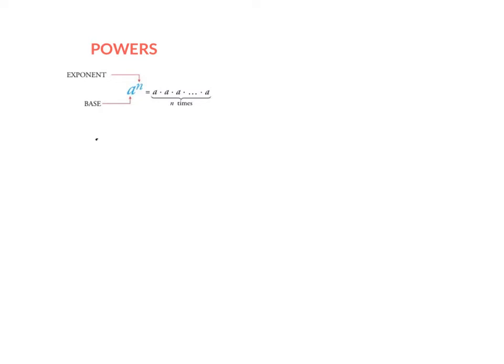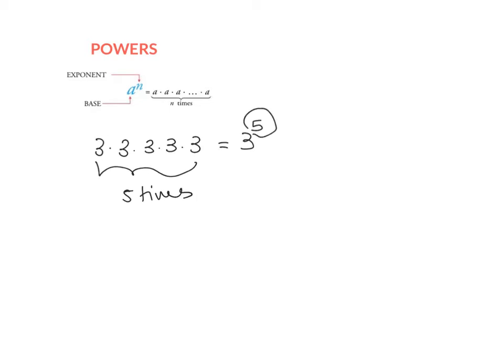Let's say that we have 3 times 3 times 3 times 3 times 3, 5 times. We see that number 3 is multiplied by itself 5 times. So we will write 3 to the 5th. Here we have the exponent. The exponent in this case is number 5, and it shows how many times it is being multiplied. In this case, 5 times. This is the base, and it is the number that we have multiplied.